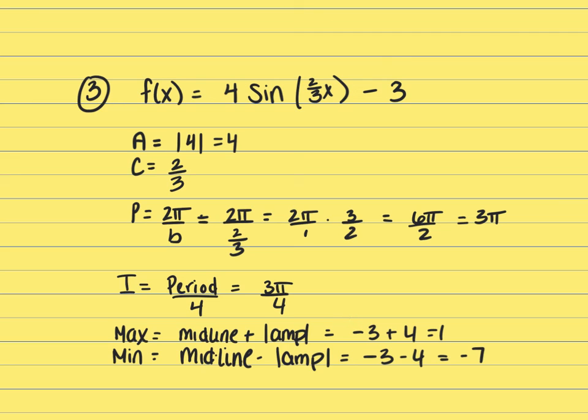So the midline is your vertical shift here, so -3. Add the amplitude, which is 4. So I get 1. Found the minimum by taking the midline and subtracting the amplitude. Midline again is -3. It's your vertical shift. And then I'm subtracting my amplitude, which is 4. And that gives me a minimum value of -7.